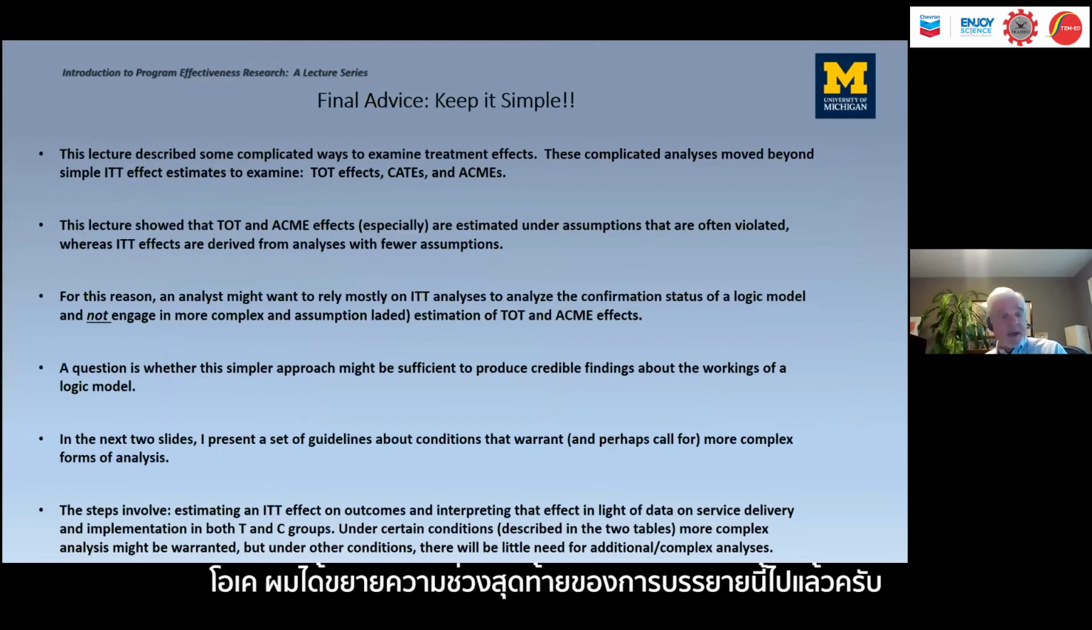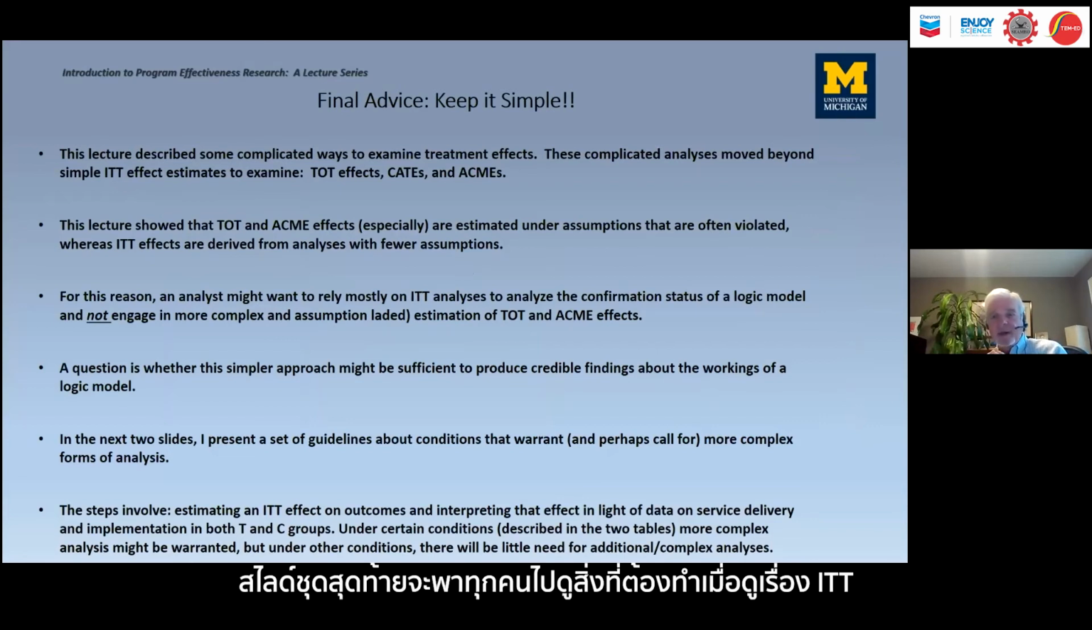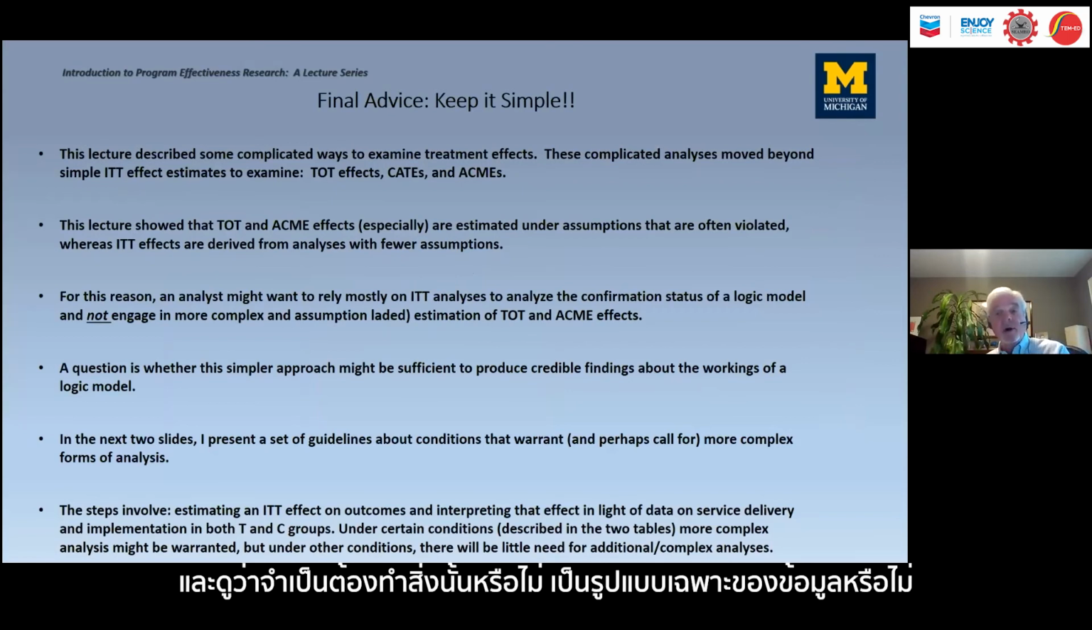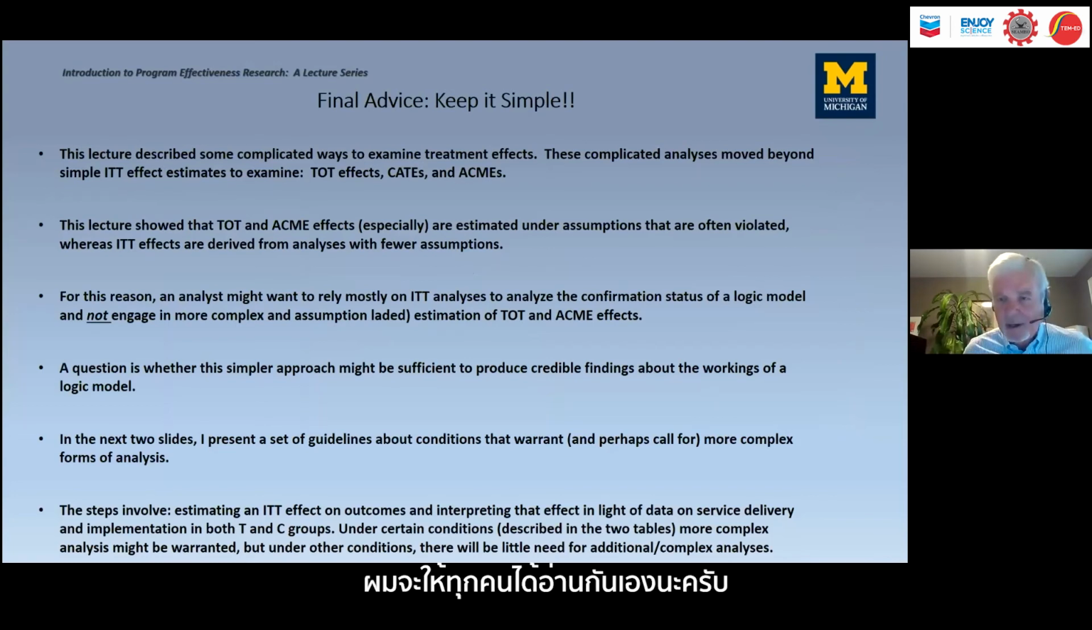Okay, so I have already expanded the last part of this lecture. The last set of slides really take you through what to do when you see an ITT and whether particular patterns of data warrant that. I'll let you read that on your own.